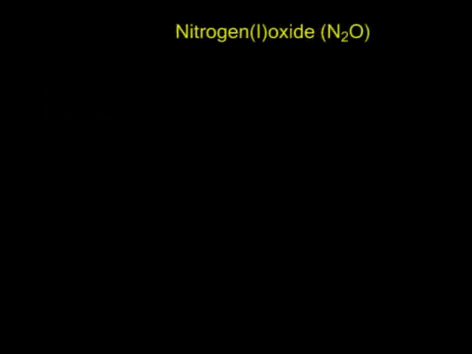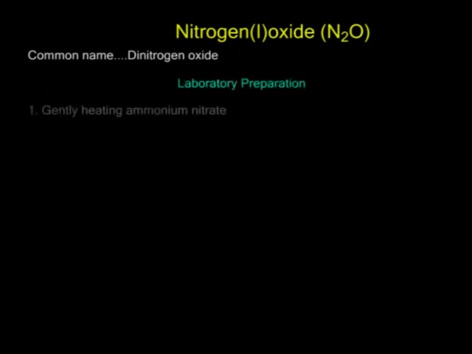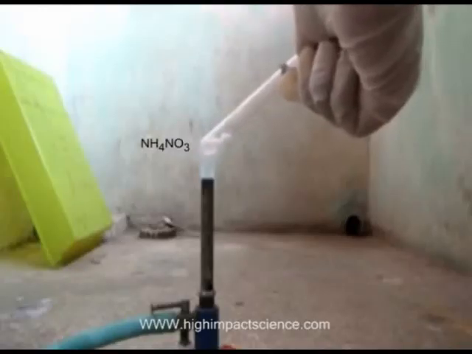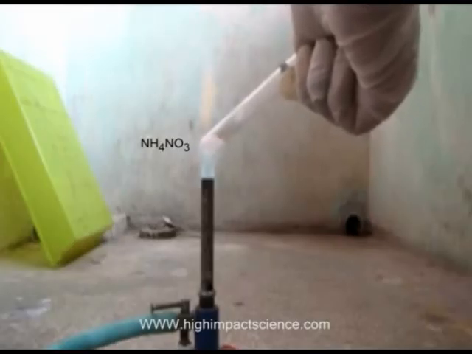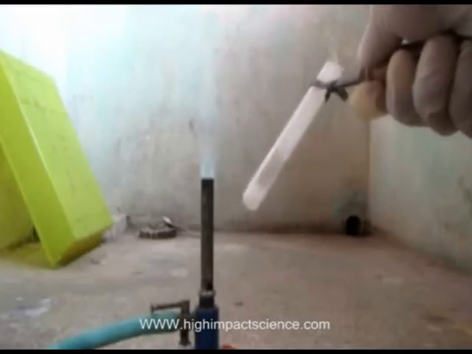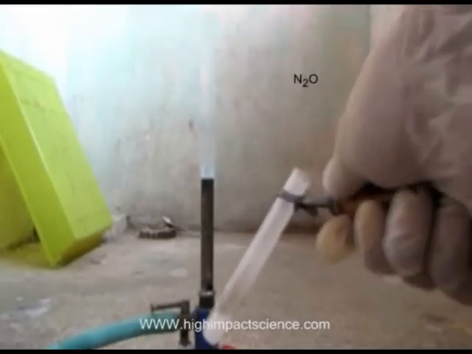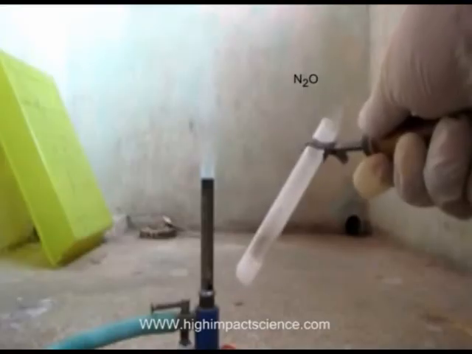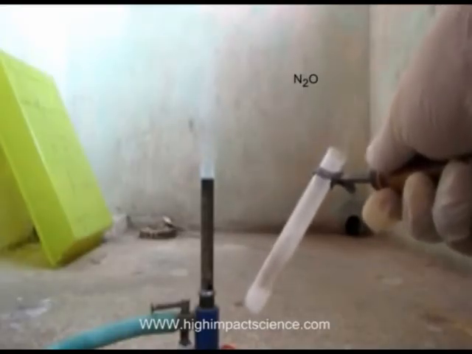Nitrogen 1 oxide. Nitrogen 1 oxide is commonly called dinitrogen oxide or nitrous oxide. It is prepared by gently heating ammonium nitrate. The reaction is exothermic and may become explosive if heated strongly. As a precaution, heating is discontinued after about 2/3 of the solid has decomposed. The gas is collected over warm water in which it is only slightly soluble.